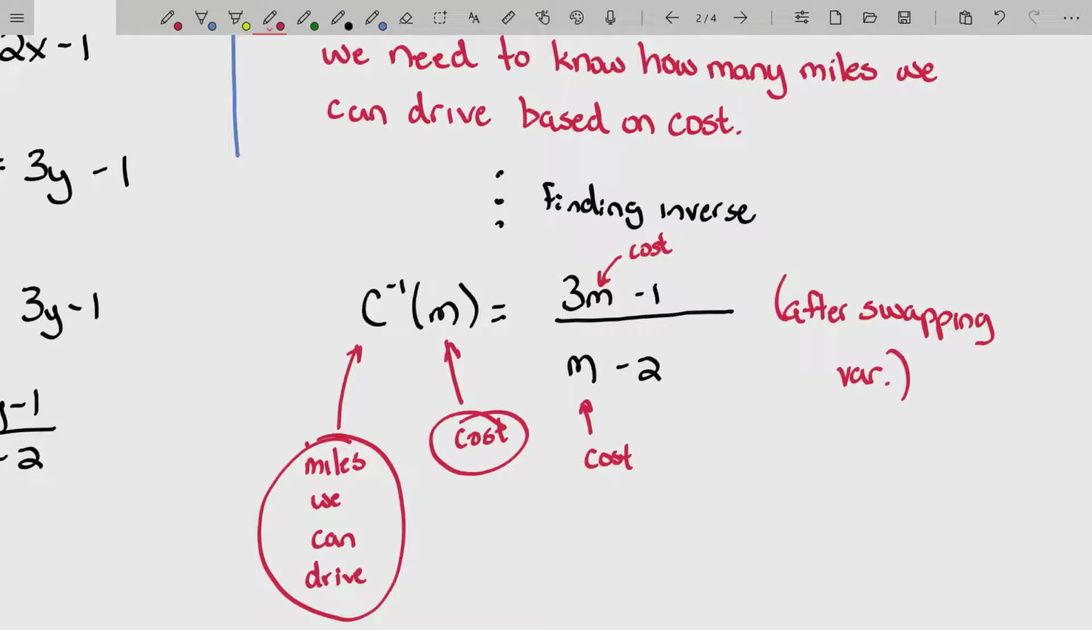That M is no longer miles, it's money, I guess. And C is no longer cost, it is miles. I couldn't think of a word that started with C for miles. Car miles, I guess. I don't know.